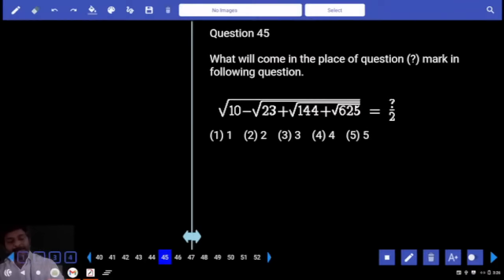We have to calculate. How much is this? 25. 25 plus 144, 169 under root, 13 plus 23, 30 under root of 36. 10 minus 6. Root 4. 2 into 2. Done.